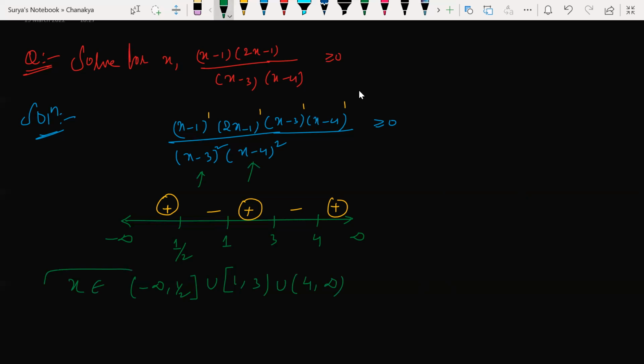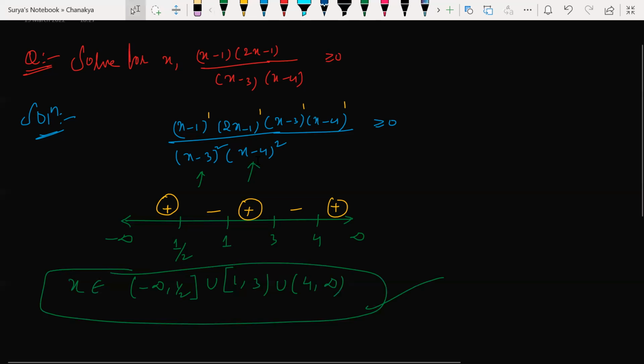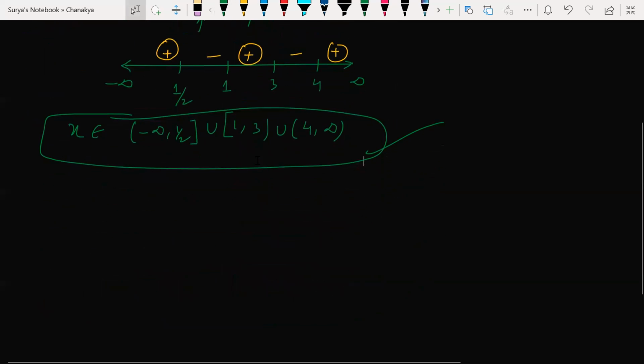X belongs to this set. I think we solved this question. Okay, next. Any doubts here? If you have any doubts, make it fast. If we don't have doubts, we'll move forward.